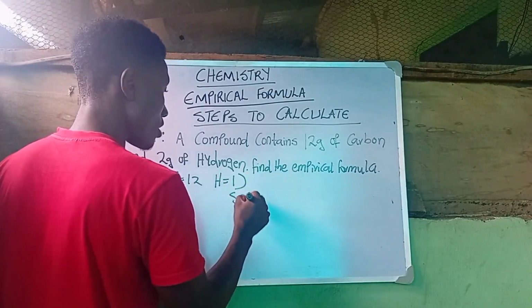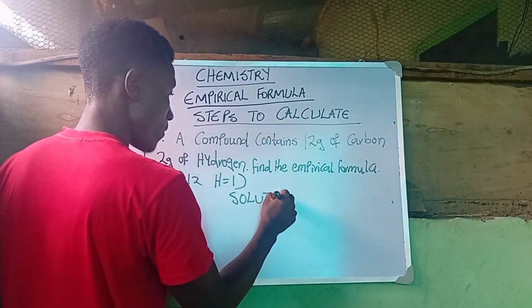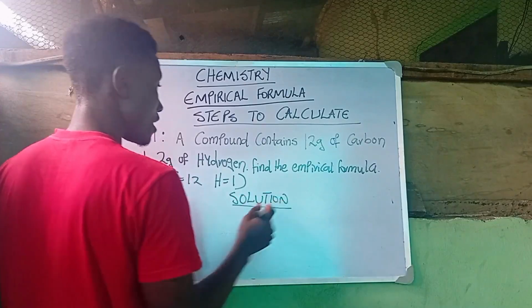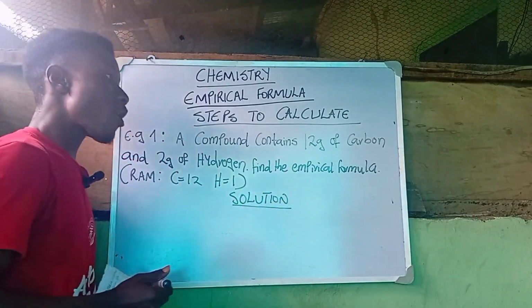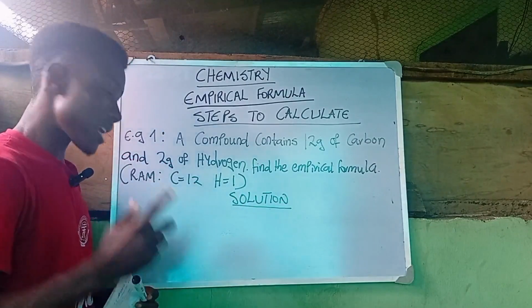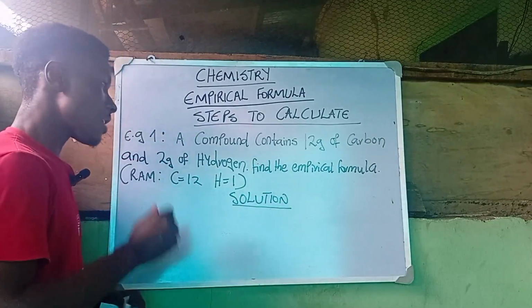The next thing we do here, we say solution. Make sure you follow everything I am saying in this video. It says a compound contains 12 grams of carbon and 2 grams of hydrogen.